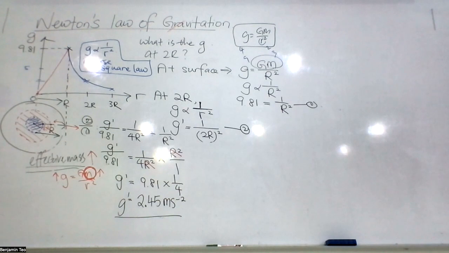Okay, now this becomes very interesting. Why? You see here, 0 to R. When I go from surface to center of the earth, my G actually decreases from 9.81 to 0.